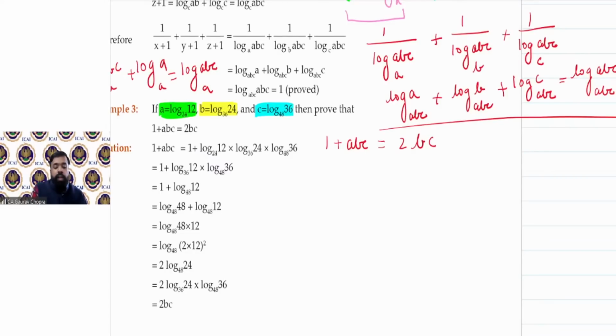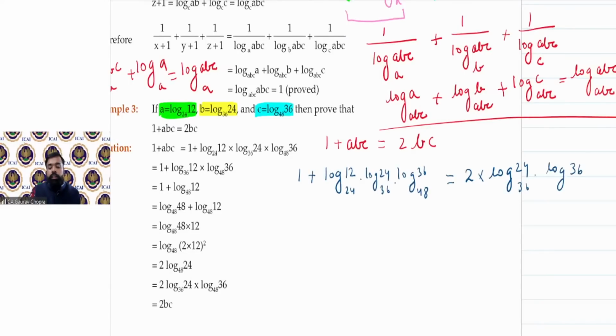So let's substitute the values. 1 plus, what is the value of A? It is log of 12 base 24. What is the value of B? It is log of 24 base 36. And what about C? It is log of 36 base 48 equals to 2 multiplied by log of 24 base 36 and then log of 36 base 48. So we have to see that both the sides are equal or not.